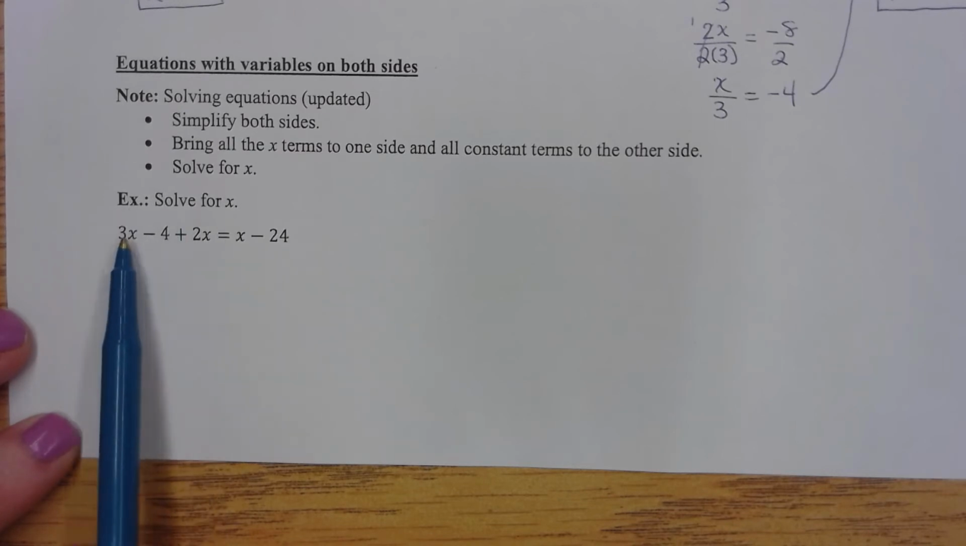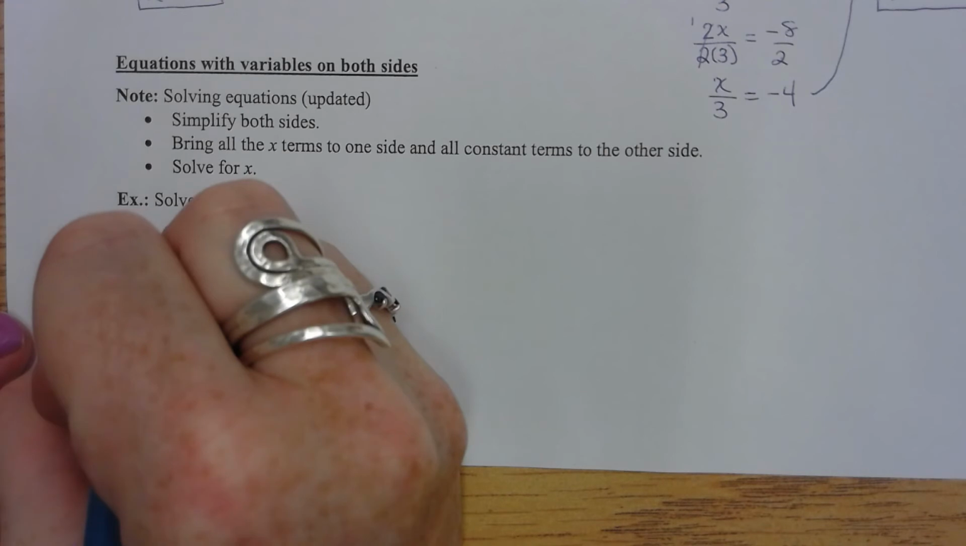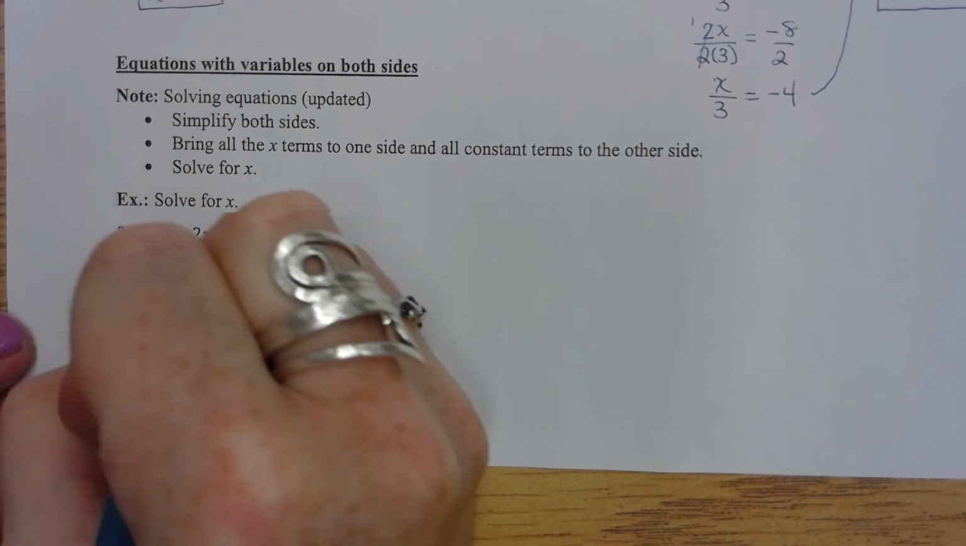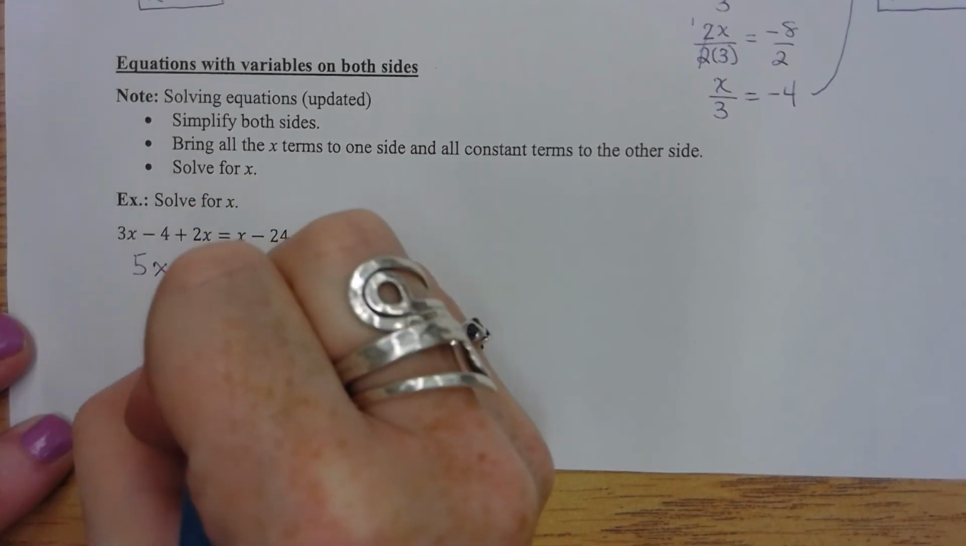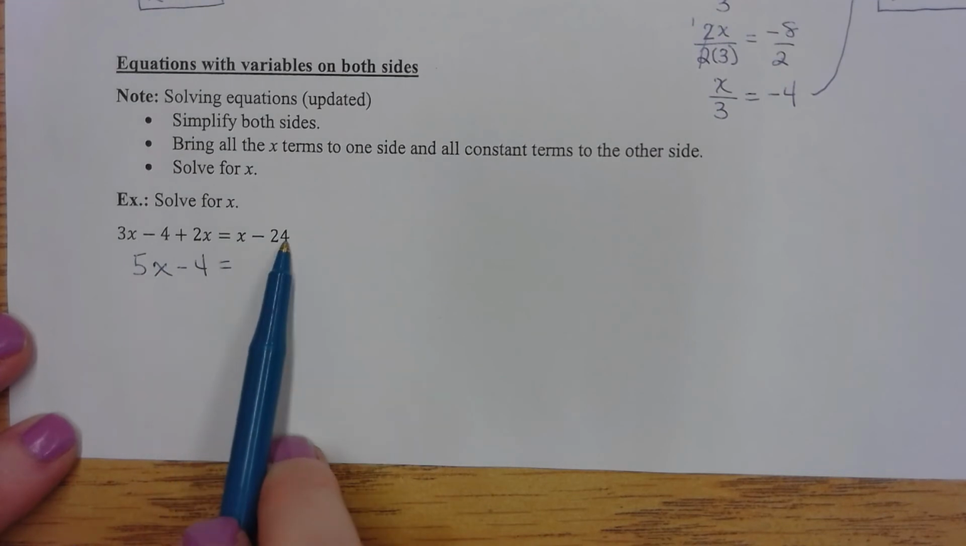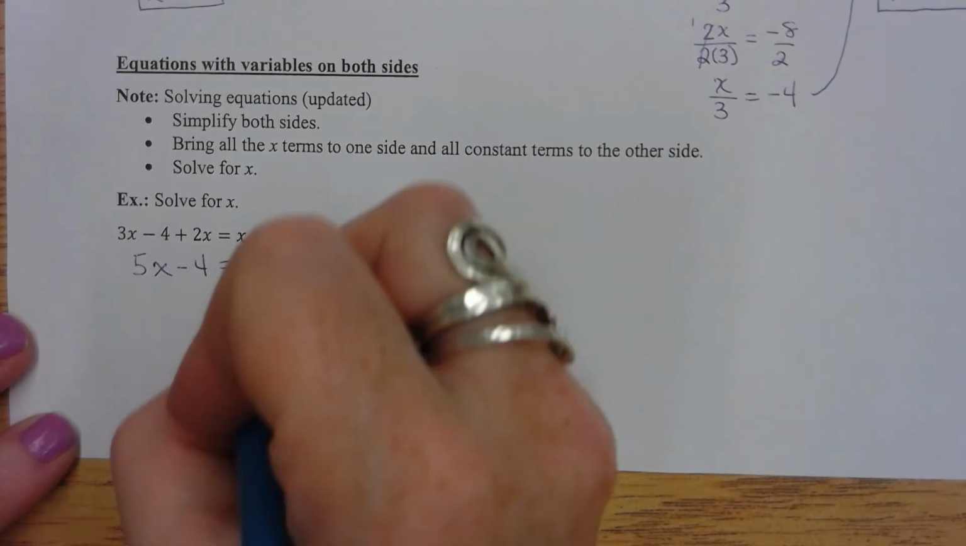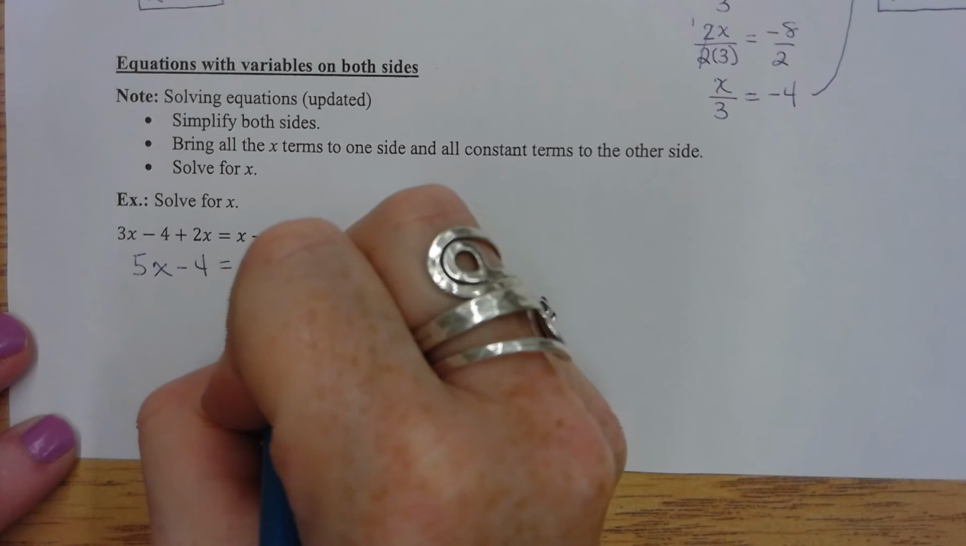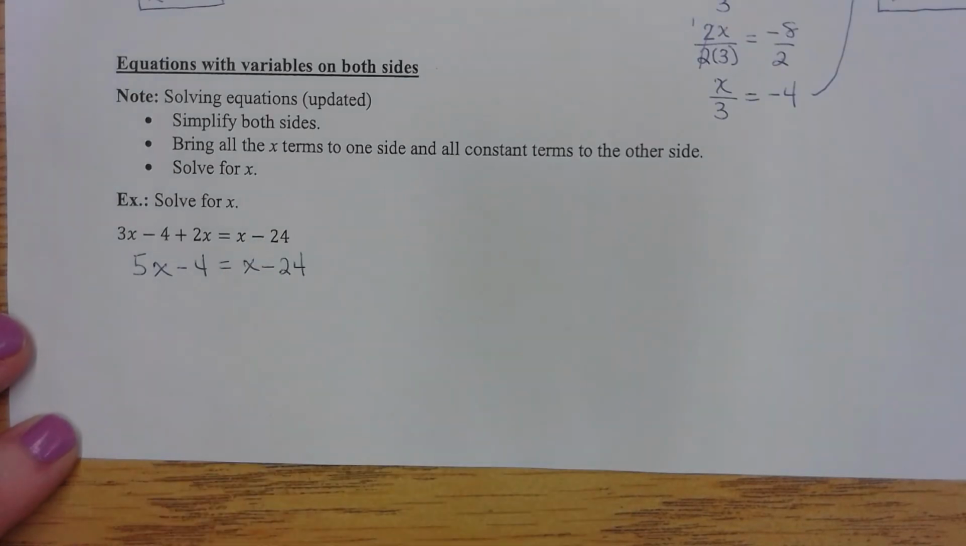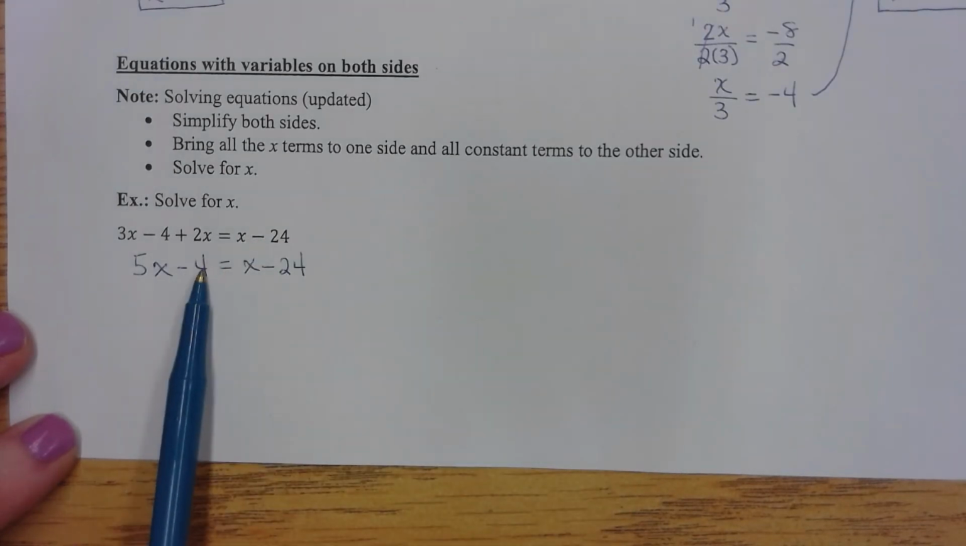We have like terms 3x and 2x, so we're going to add those together, and I'm going to get 5x minus 4. Then I'm going to look, can I simplify the other side? Nope, there's no like terms, so that's just going to stay as x minus 24. So now I have a variable, a constant, a variable, and a constant. Constant just means the number.